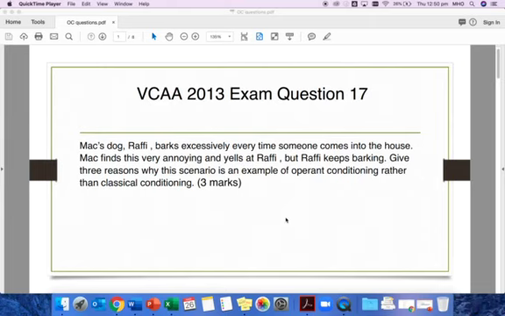So today I'm going to take you through two operant conditioning questions. First question is from the 2013 VCAA exam. Mac's dog Raffy barks excessively every time someone comes into the house. Give 3 reasons why this scenario is an example of operant conditioning rather than classical conditioning.